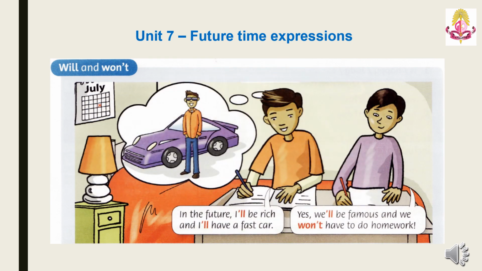Okay, let's look at future time expressions which you can find in Unit 7 of your class book. And the words which we use to talk about the future are will and won't. As you can see in the picture here, we've got two boys and they're thinking about the future. The one in the orange shirt is saying, in the future, I will be rich and I will have a fast car. And the boy in the purple shirt is saying, yes, we will be famous and we won't have to do homework.